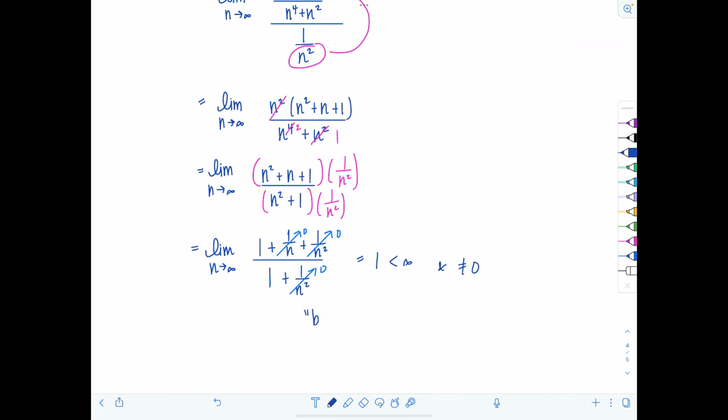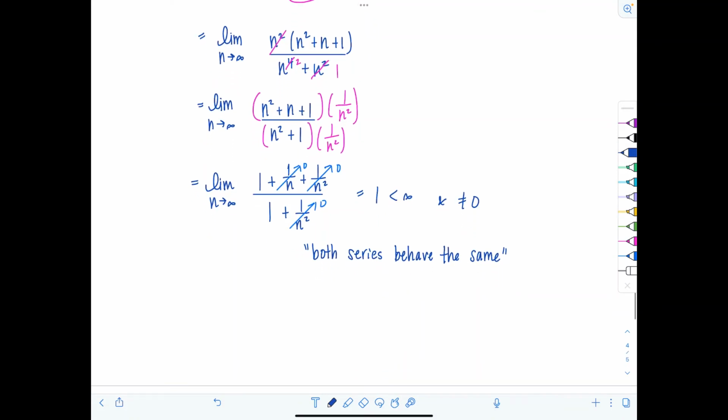So what does this tell me? That both series behave the same. The terms grow at a constant multiple of one another. So this tells me that the sum, n equals 1 to infinity, n squared plus n plus 1 over n to the fourth plus n squared, converges also by the limit comparison test.